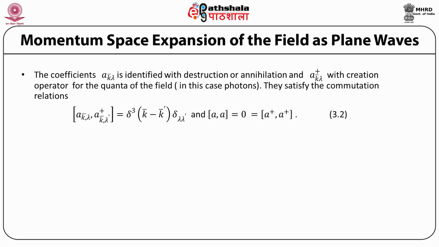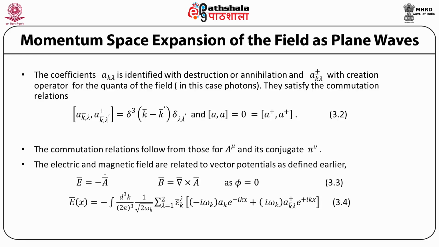They satisfy the commutation relation: the annihilation operator a commuting with the creation operator a dagger is equal to delta cubed of k minus k prime times delta of lambda lambda prime. And the commutator of a with a is 0, and the commutator of a dagger with a dagger is also 0. The commutation relations follow from those for A mu and its conjugate pi nu.